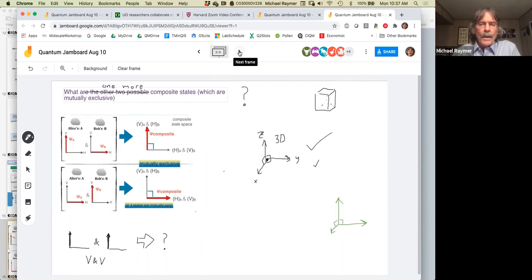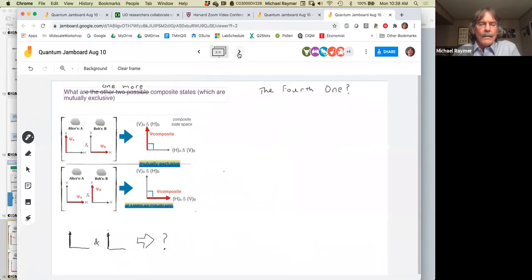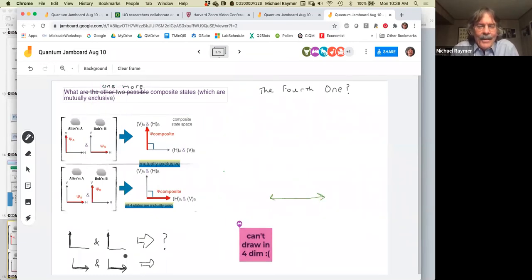I think I'm supposed to go to the next slide. What if I have the fourth one? What the fourth one is this and this. How do I draw that one? As a single arrow. That's at right angles. Can't draw in 4 dimensions? Why not?